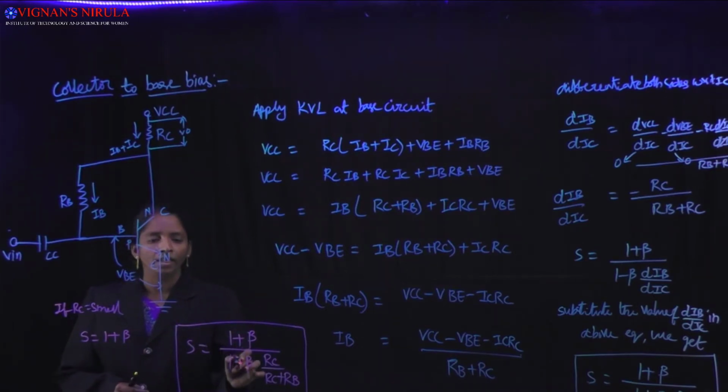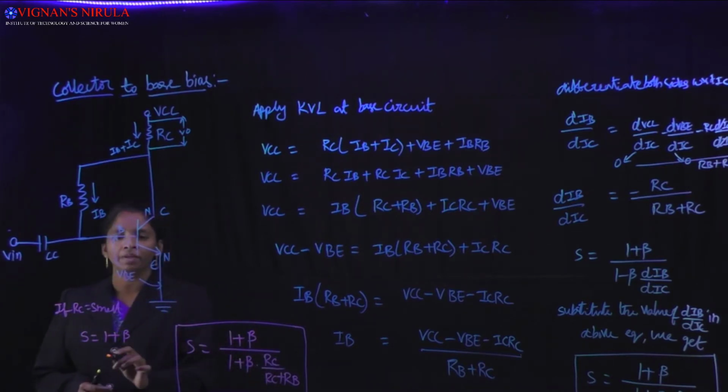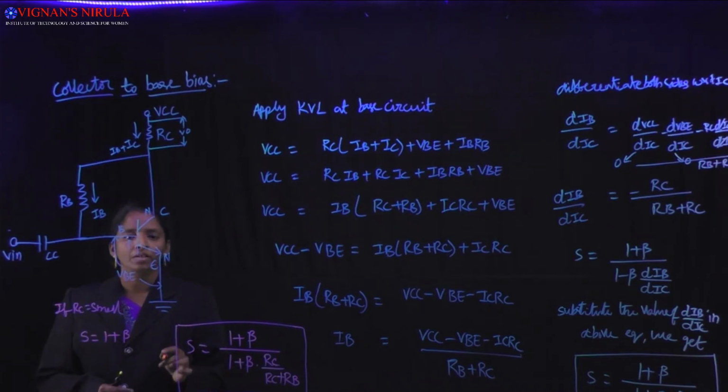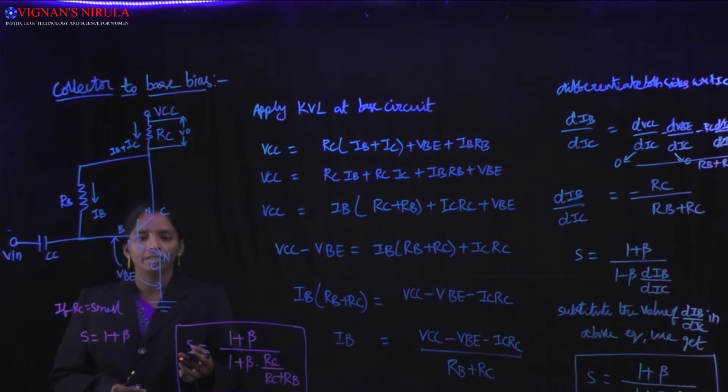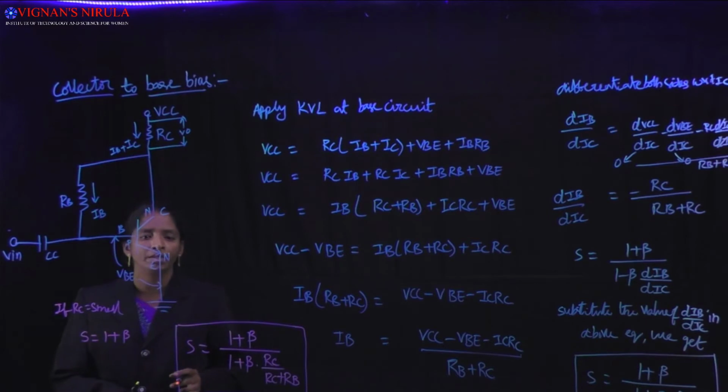If you take the RC value very small, at that time the stability factor will equal that of the fixed bias circuit. So there is no use in designing the collector to base bias. So we have to consider RC value large and RB value small while designing the collector to base bias circuit.